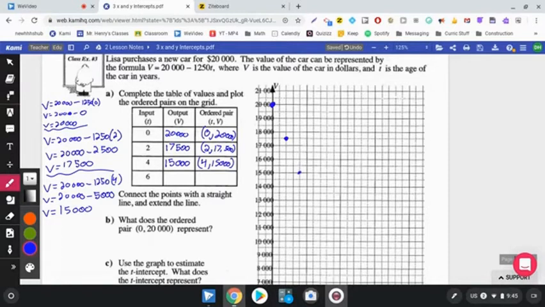15,000. I think that's right there. And the last one, we're running out of space. 20,000 minus 1250 times 6. So 20,000 minus 1250 times 6 is 7,500, for a value of 12,500.